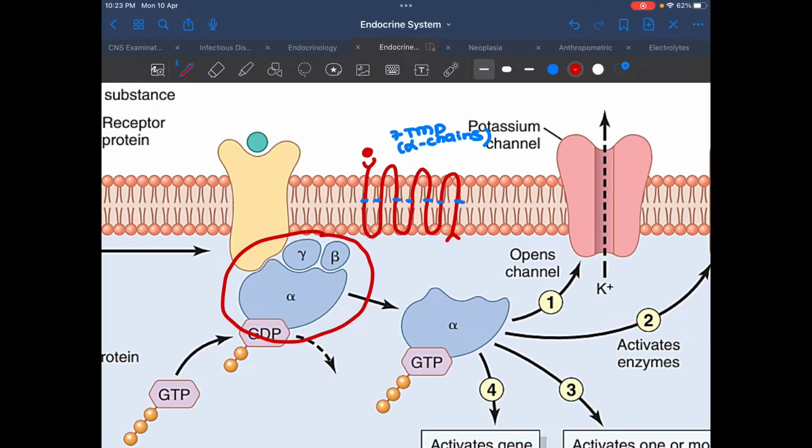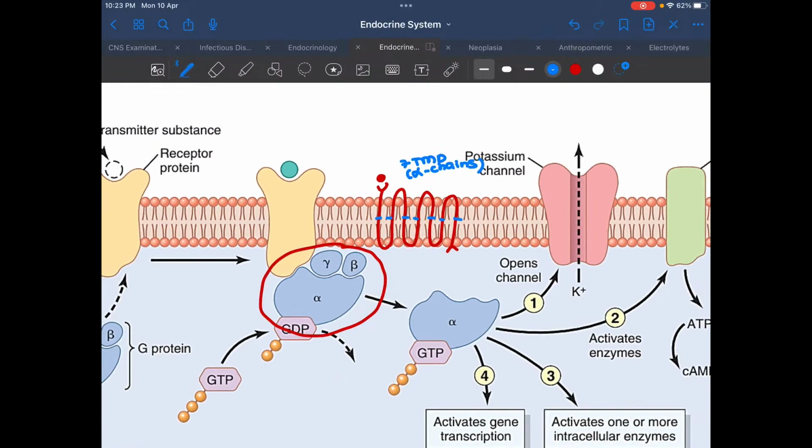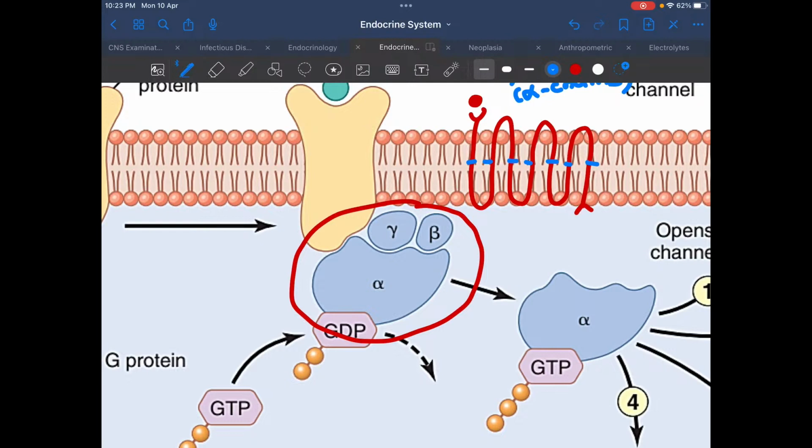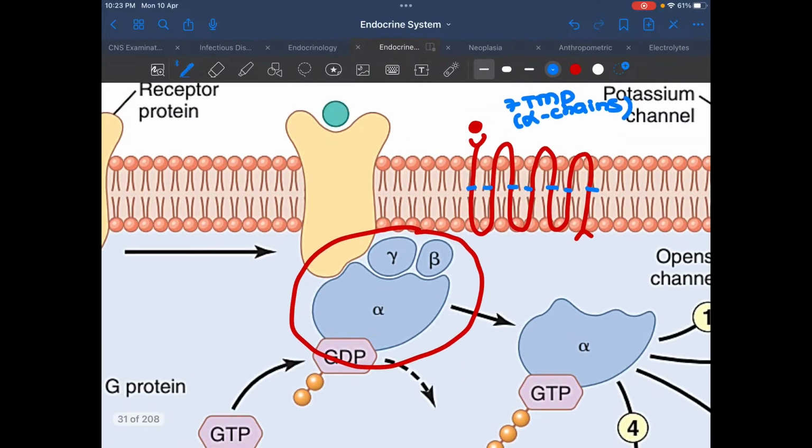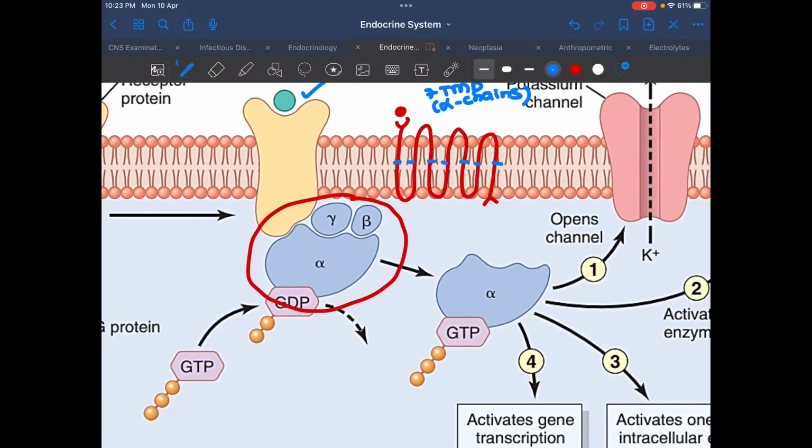So whenever a ligand binds here, what's going to happen is this GDP, which is bound to this G protein, okay, to which unit? To the alpha unit. When GDP is bound to the alpha unit, that whole complex is inactive. Whenever the ligand binds to this, it's going to undergo a conformational change, and the GDP is going to be substituted with GTP. As soon as that happens, this alpha-GTP is going to break away from the beta-gamma subunit. So beta-gamma go away, and your alpha goes away separately, bound to GTP, and it is active.